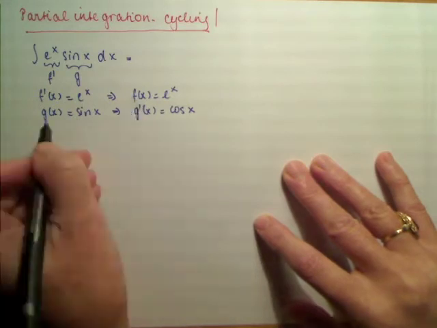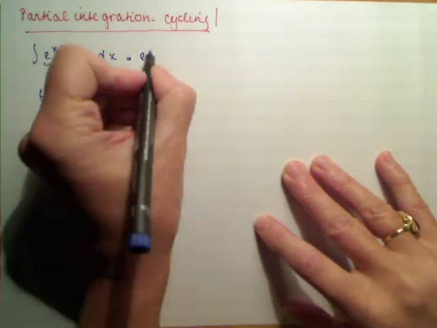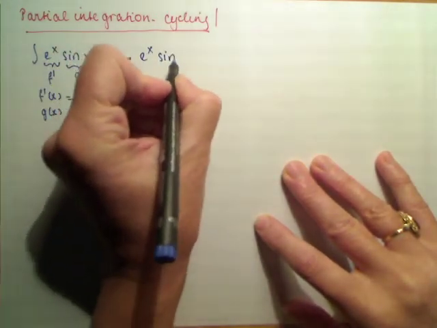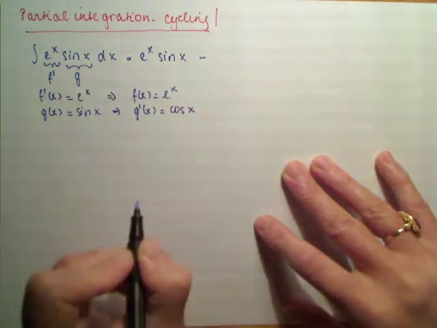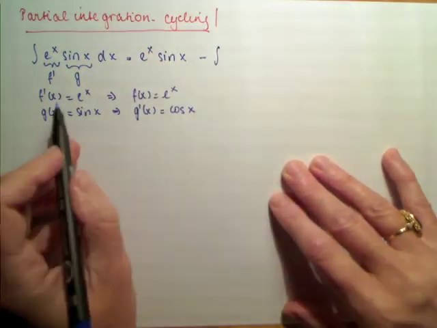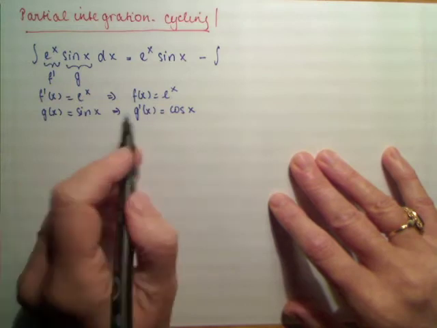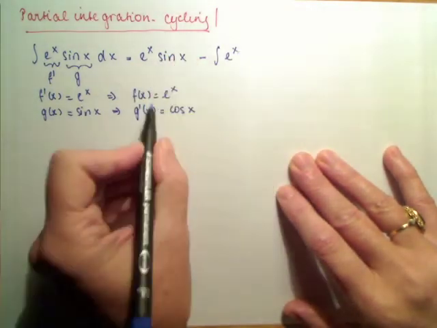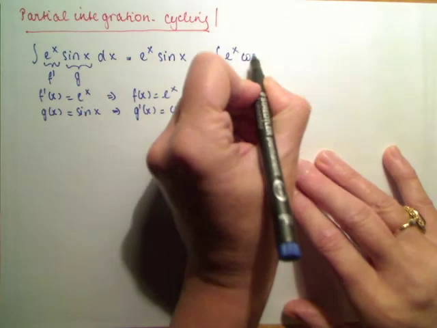equal to the product of the functions f and g, which is equal to e to the x multiplied by sine x, minus the primitive of the function f multiplied by g prime. So this is e to the power x multiplied by cosine of x.